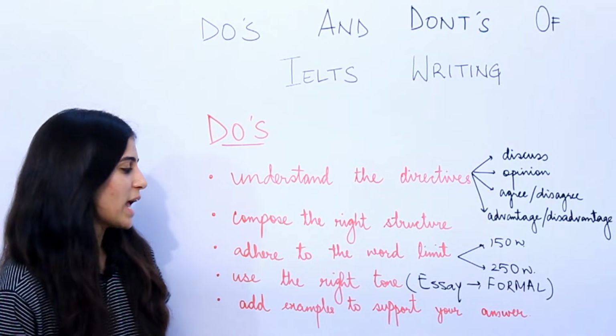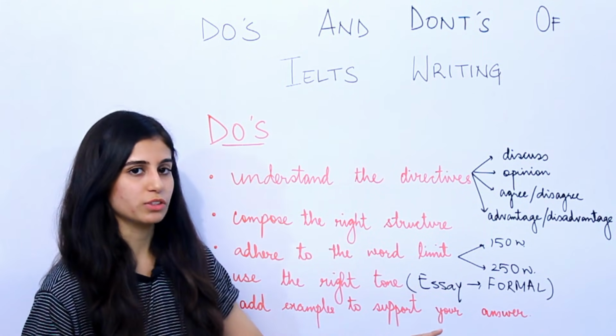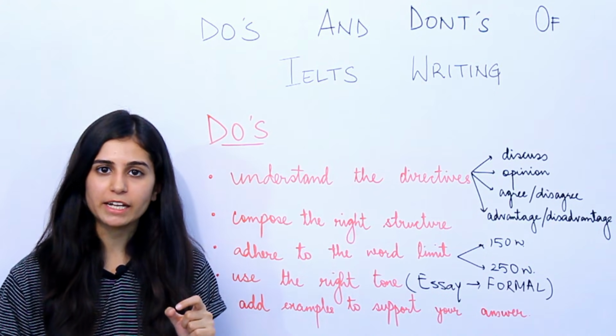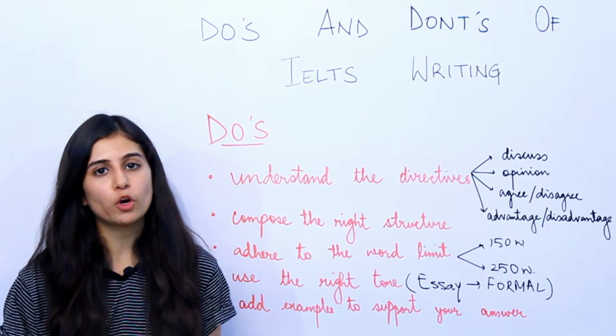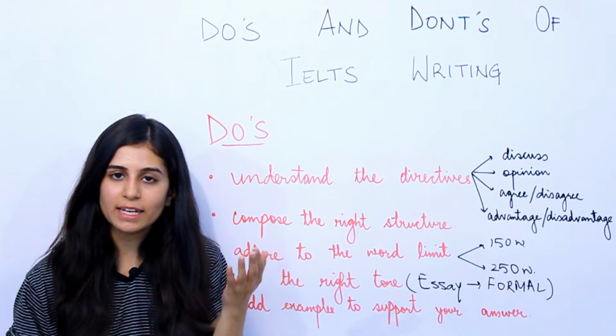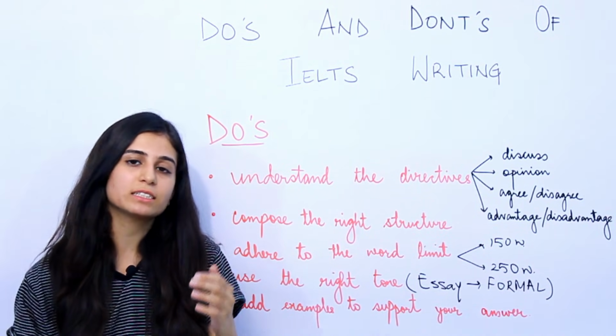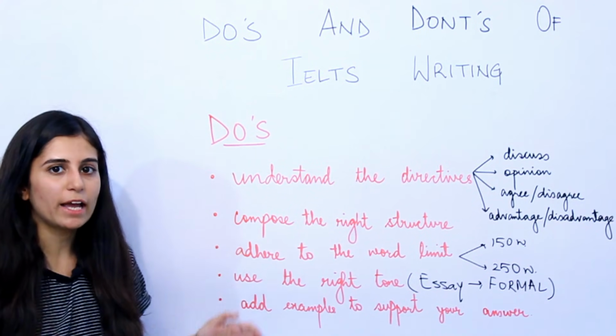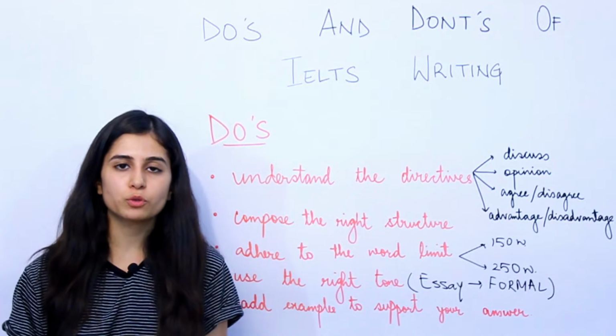Last but not the least, add examples to support your answer. In your essay, each paragraph has an idea, and each of those ideas should be supported with one or more examples, so that it increases the length of your essay as well as supports and increases the credibility of your idea. That's about it for the five do's and five don'ts. These are enough to begin with.